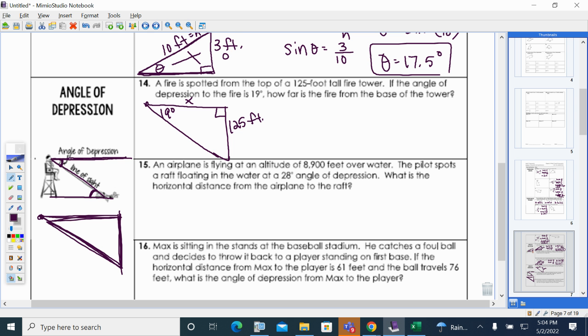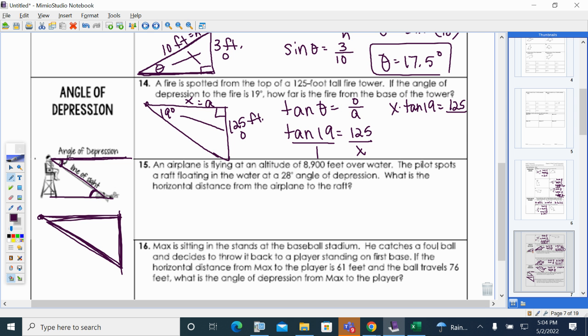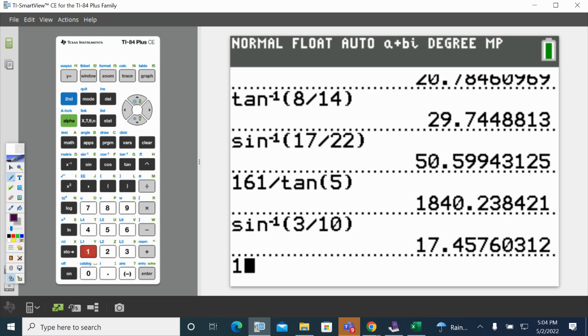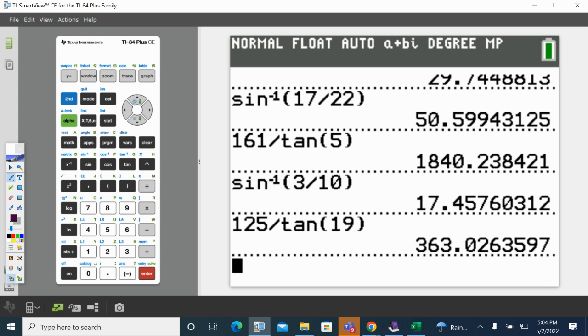All right, so we've got our opposite, and this is going to be adjacent. So that's going to be tangent of theta is opposite over adjacent. So tangent of 19 is equal to 125 over x. Again, you're going to cross multiply, and x times the tangent of 19 equals 125. So we're going to divide by the tangent of 19. 125 divided by the tangent of 19, and we get 363.0. So let's say about 363.